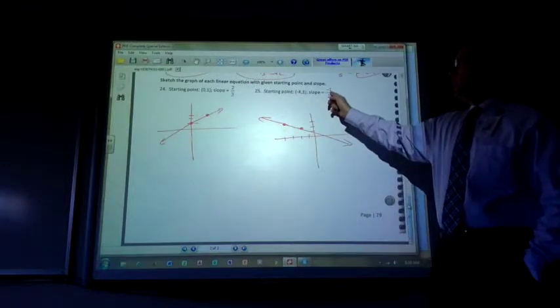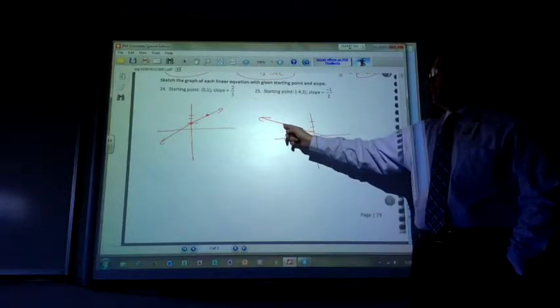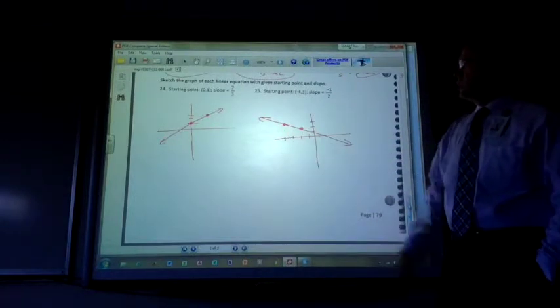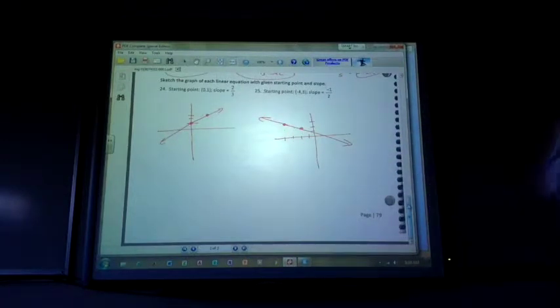The slope is negative 1 over 2. So that means I'm going to go down 1 from the original point and right 2, and that's how we would get there. So again, the slope is a map. If you have one point known, you can use the slope as a map to find another point. Is that all right?